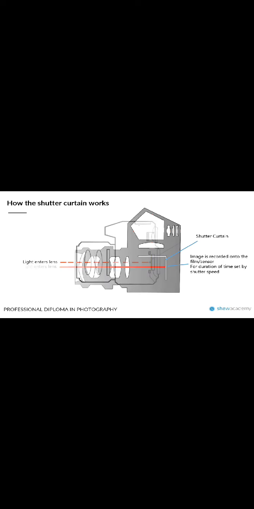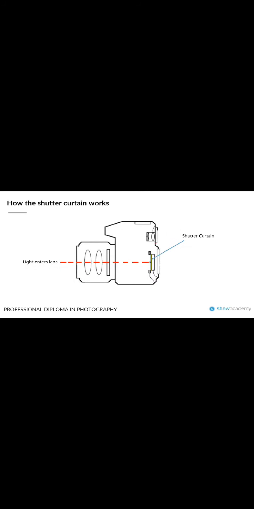Now, if we're using a mirrorless camera, or if we're using our phones or anything like that that doesn't happen to have a mirror inside it, basically when we press the shutter button, the shutter curtain simply moves out of the way to allow light to pass through to be recorded onto the image sensor. So regardless of whether you're using a DSLR or a mirrorless type camera, the shutter is going to move out of the way to allow light to be recorded onto the sensor.